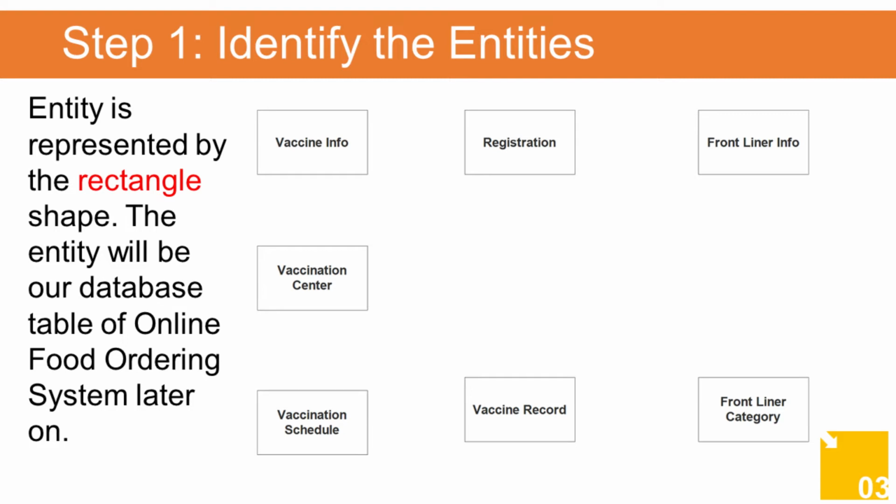Step 1. Identify the entities. The entity will be our database table of vaccine distribution system later on. In the vaccine distribution system we have the following entities: Vaccine Info, Vaccination Center, Vaccination Schedule, Vaccination Record, Registration, Frontliner, and Frontliner category. According to our model, the vaccine distribution system has 7 parts or entities. These are the parts that make up our database tables, which we will design and build as we work on the vaccine distribution system database schema.